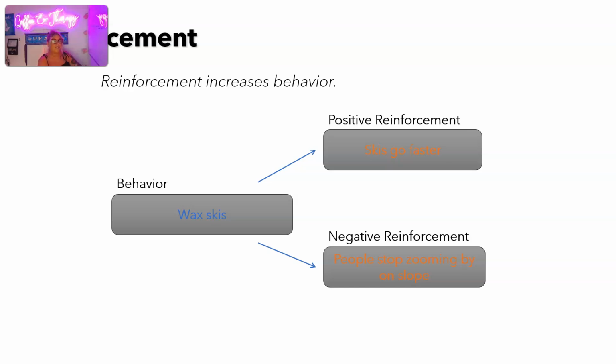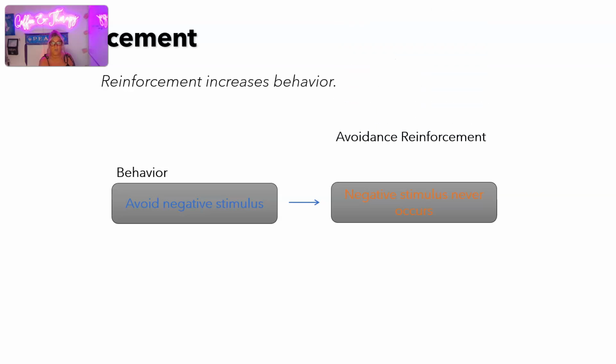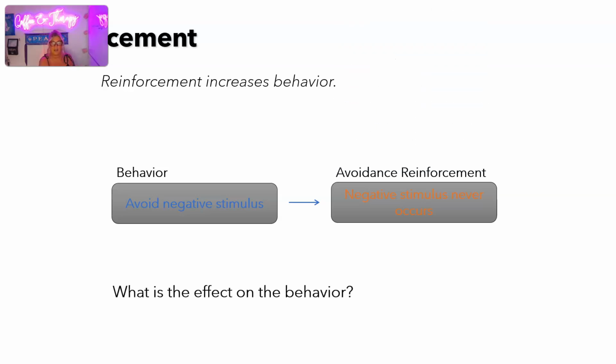All right, so now we look at other things, giving you another example with skis. Positive reinforcement: you wax your skis, and the skis go faster. Negative reinforcement: people stop zooming by you on the slope, because you waxed your skis and you're going faster. So what is the effect on the behavior? Just something to think about. Now we're looking at pressing an odd button on the dashboard of a friend's car. Positive reinforcement: great music starts playing. Negative reinforcement: annoying music stops playing. Again, we're looking at many concepts here.